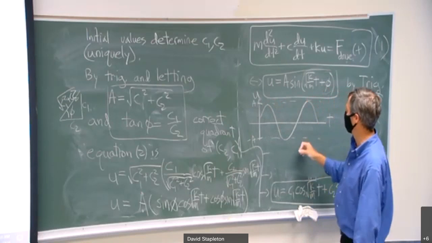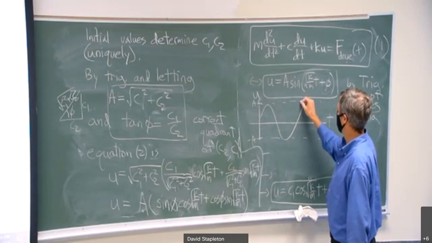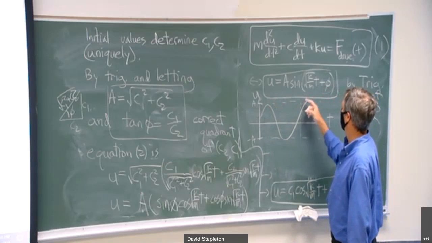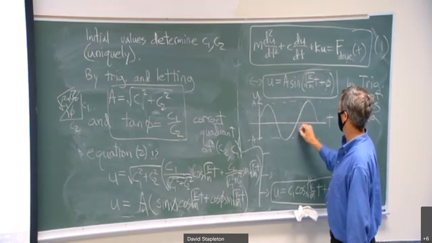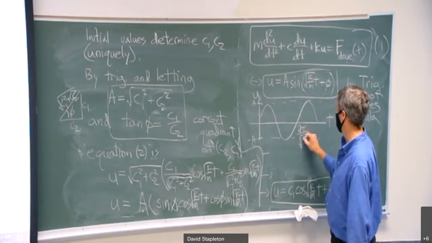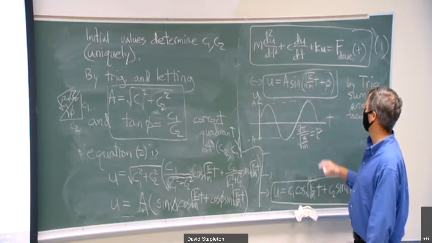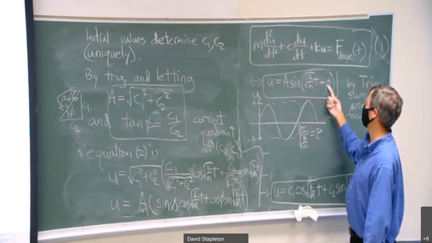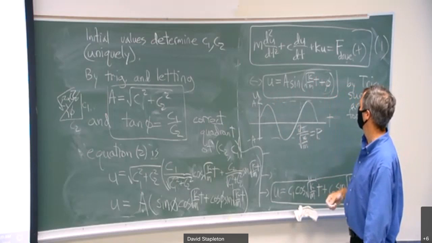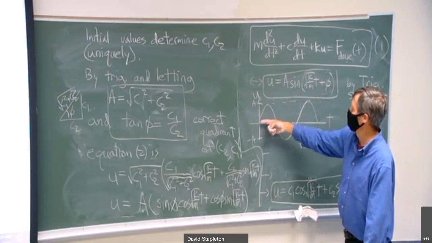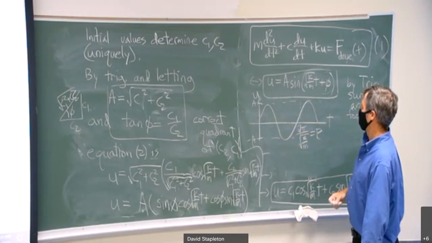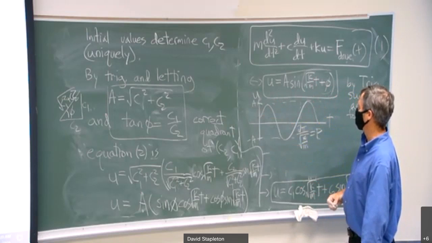And it has a period, so that it repeats itself maybe here. 2 pi over square root k over m is the period, right? Remember from trigonometry. And the phase shift is minus phi over square root k over m. So there's a phase shift here. But that's what the motion is.